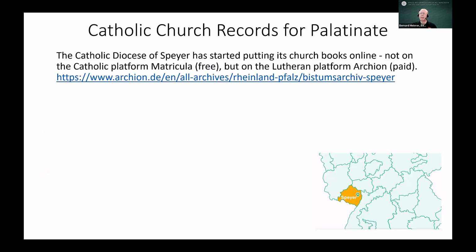Now there's that lower Palatinate, which again, from about the early 1800s to 1946 was part of Bavaria and is now separate. Their records are from the Diocese of Speyer, and their bishop decided to do things a bit differently. The Catholic records are on Archeon, not Matricula. So to see the actual records, if they have them for your site, you would have to buy the license. But again, you can go through and check to see if they actually have the information.